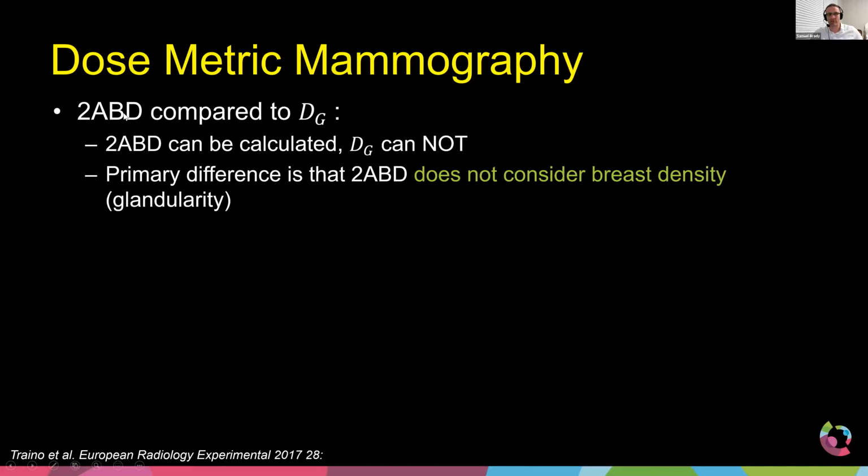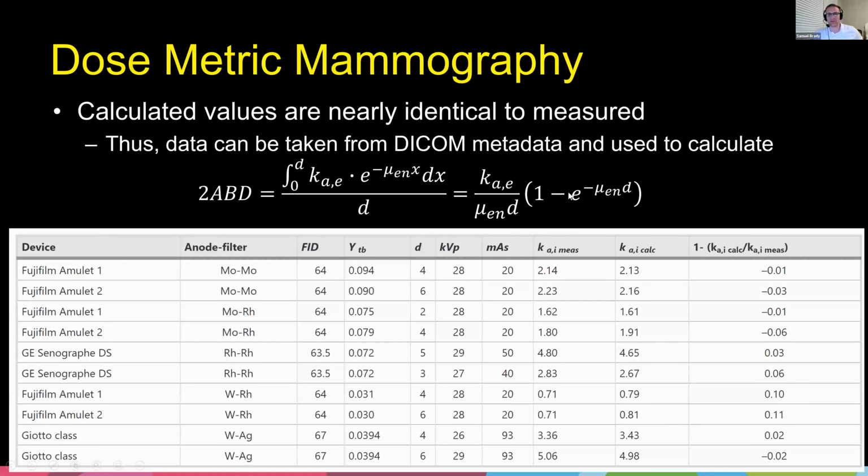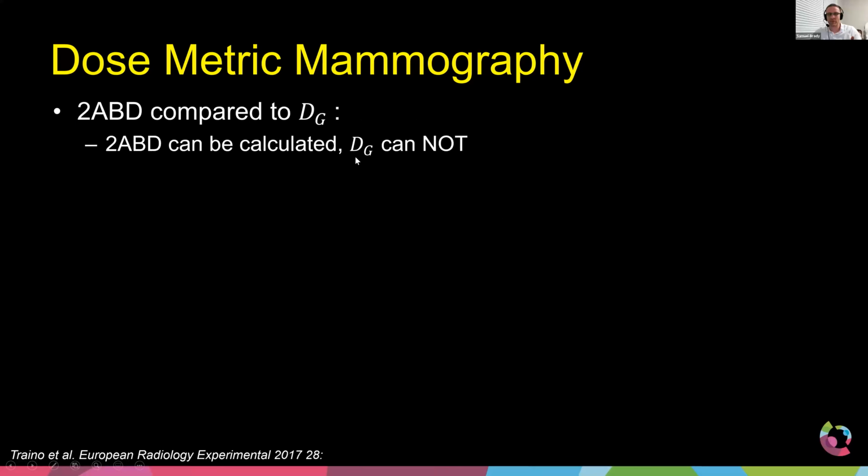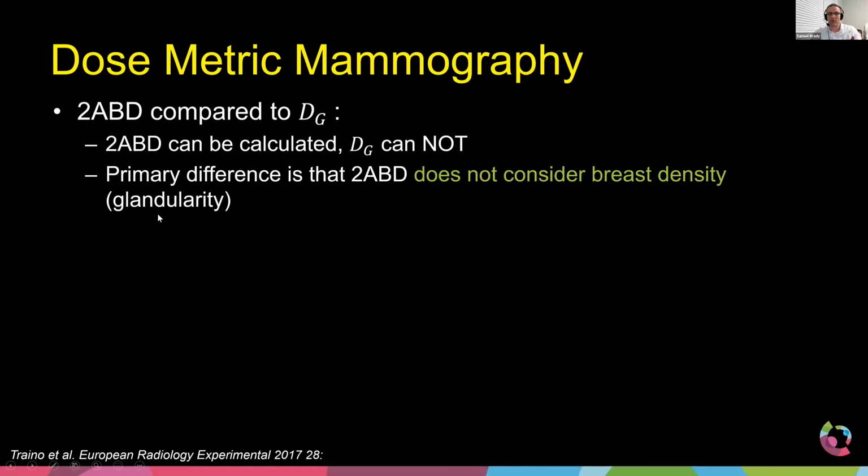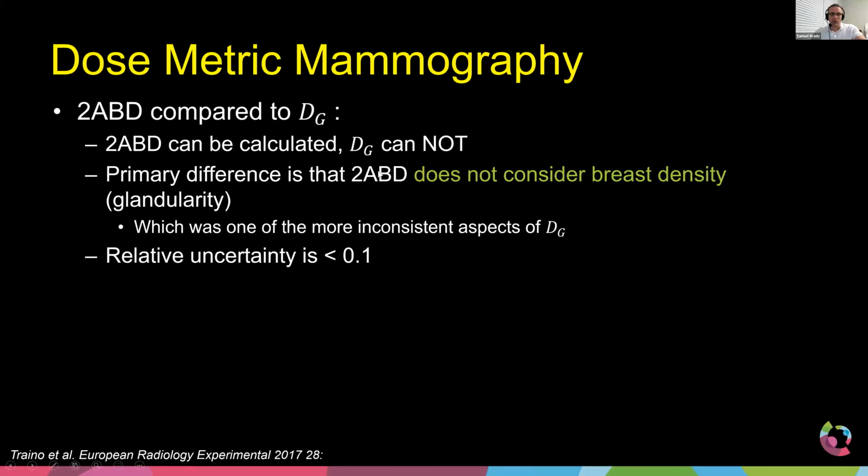But one of the beautiful things about 2ABD, if you look back at this equation, is that there is no correction for glandularity. And remember, in D sub G, the mean glandular dose, the assumption or the prediction of glandularity was probably the thing that caused so much variation. So, therefore, not needing to know how much glandularity there is in the breast, we can actually get a little bit more precise calculation for the average organ dose to the breast, or the average dose to the breast. All right. When you look at the calculations, the measurement uncertainty of this 2ABD is less than 0.1, so it's less than 10%, which is on par, right? We mentioned the D sub G was 18%, so it's a little bit better. At least it's not worse, so that's good.